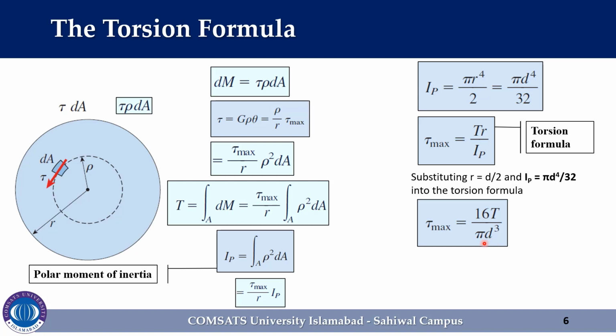However, this equation applies only to bars of solid circular cross section. I am repeating, this equation applies only to bars of solid circular cross section, whereas the torsion formula applies to both solid bars and circular tubes. This equation shows that the shear stress is inversely proportional to the cube of the diameter. Thus, if the diameter is doubled, the stress is reduced by a factor of 8.